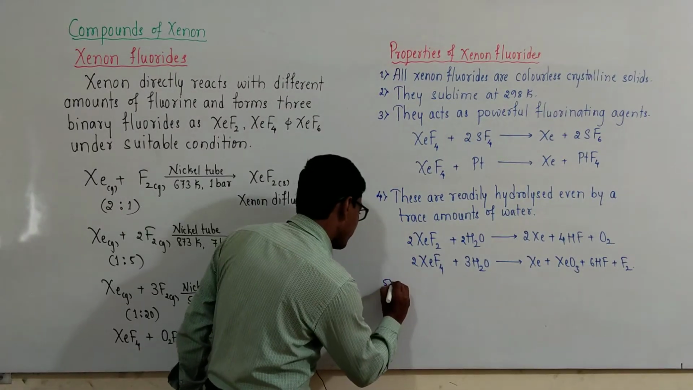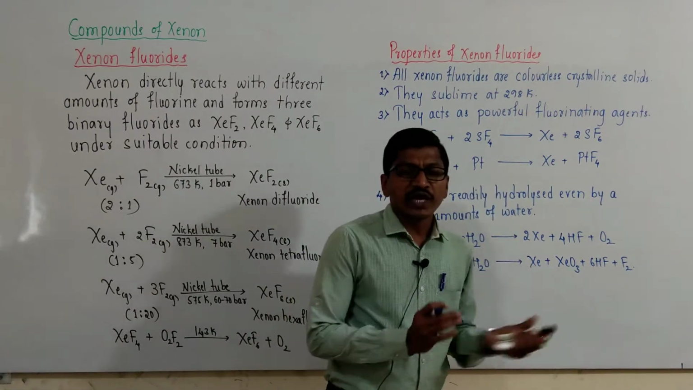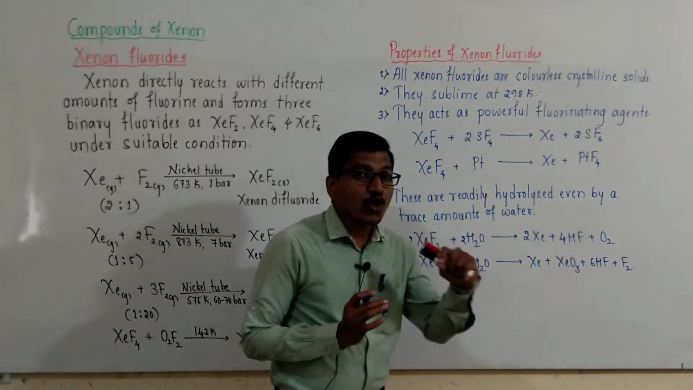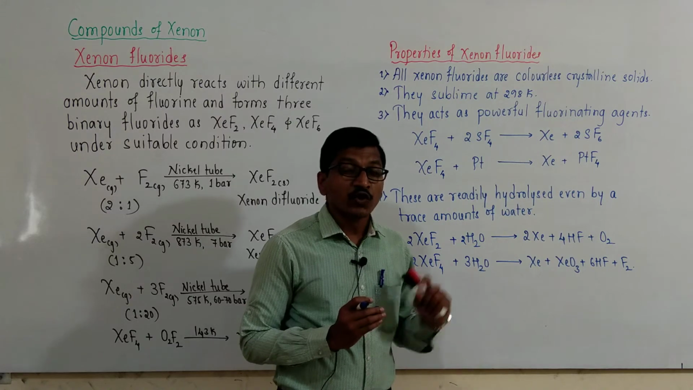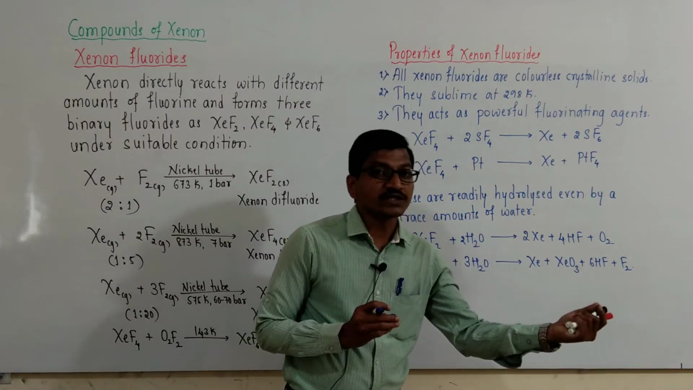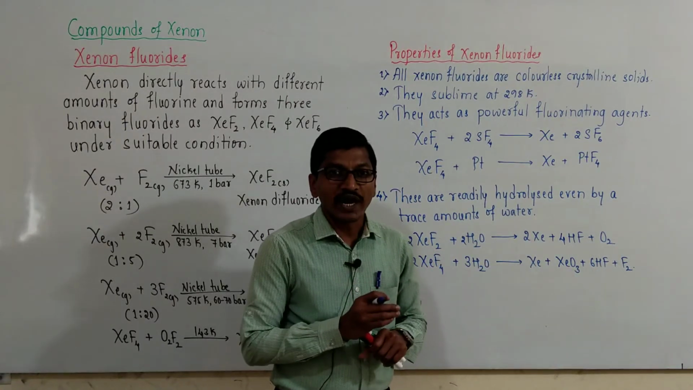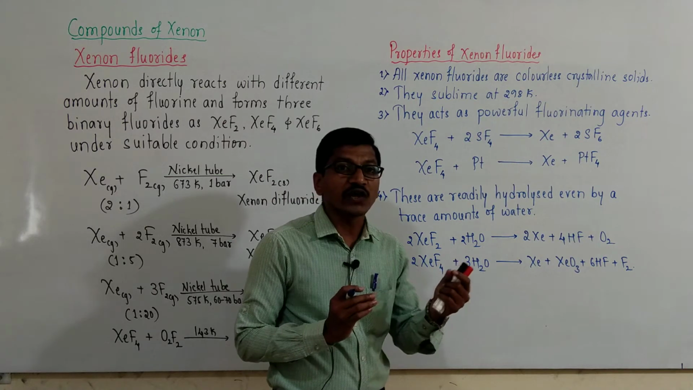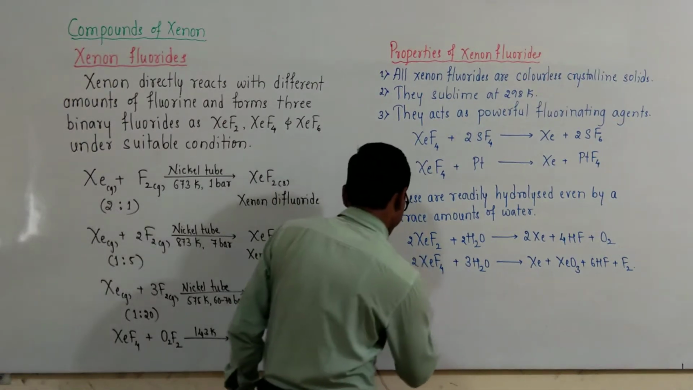Then fifth one is xenon fluorides react with fluoride ion acceptors to form cationic species and with fluoride ion donors to form anionic species. Reacting with fluoride ion acceptor gives cationic species formation; reacting with fluoride ion donor gives anionic species formation.